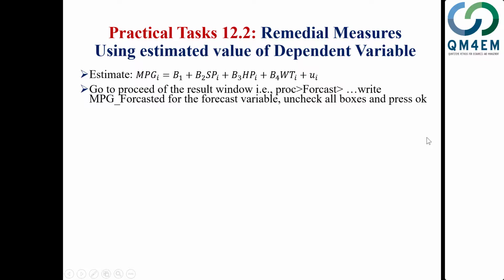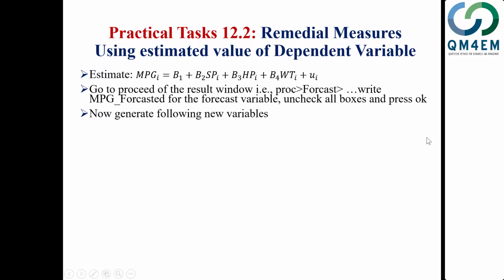So that would be the forecasted value of the dependent variable, and I will uncheck the other boxes because I don't need the output being shown on that checkbox. So I will just uncheck that for now, and then I will press OK. Once I press OK, I will get the forecasted value of the dependent variable. Now I need the transformation of the original variable with the help of this forecasted value.